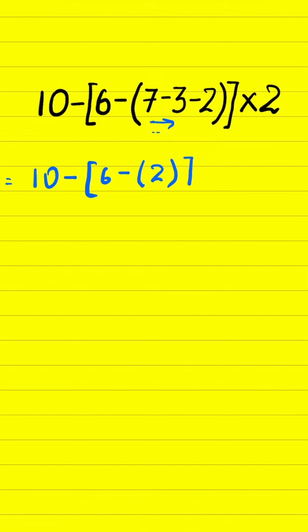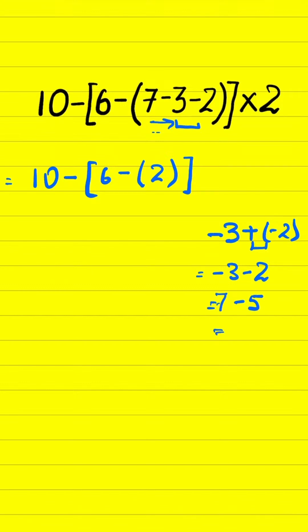You can do it like this, or what you can do, negative 3 plus negative 2. If you do this, negative 3 plus negative 2, then what will be the answer? So minus 3, and plus multiplied to minus will be minus. It will be like this. So minus 3 plus minus 2 will be negative 5. And then you can do 7 minus 5, 2. So this is another way of doing it.